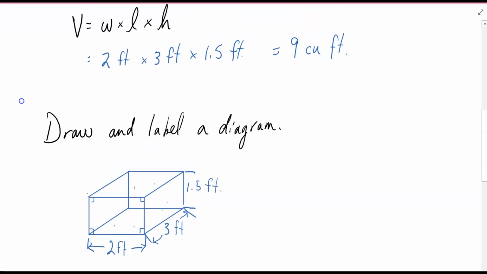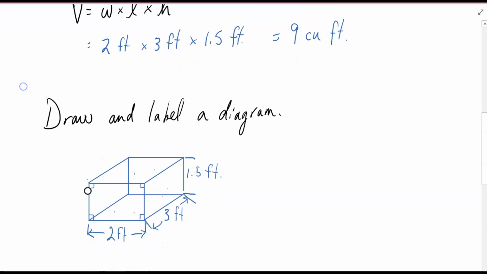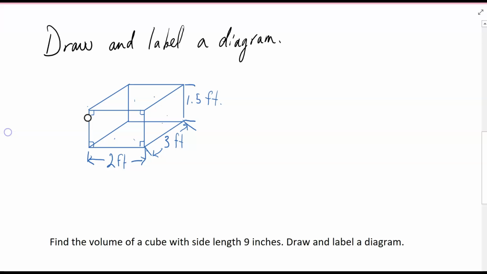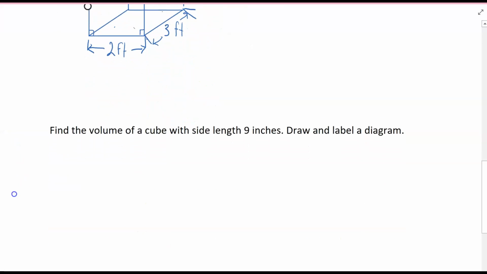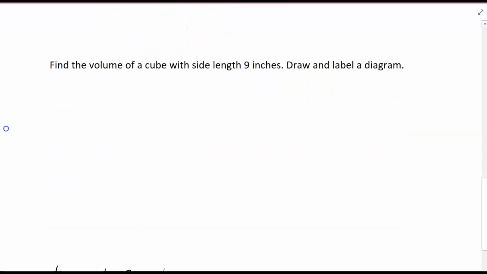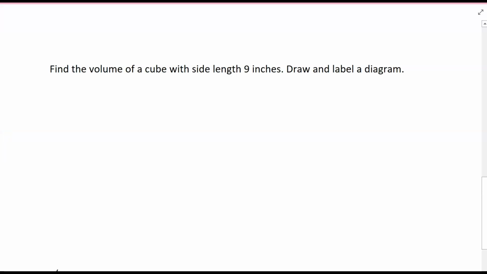Be sure that all of the measurements are in the same unit before you multiply. So here's an example. Find the volume of a cube with side length 9 inches, and draw and label the diagram. Perhaps it's a good time to pause the video and do this, and then I will take it up when you come back.